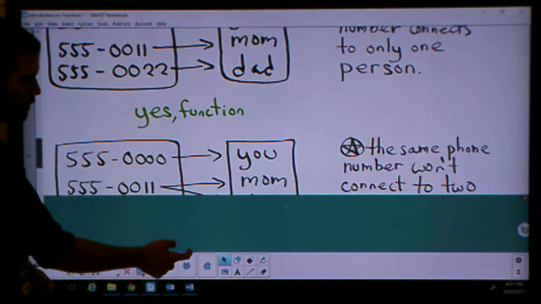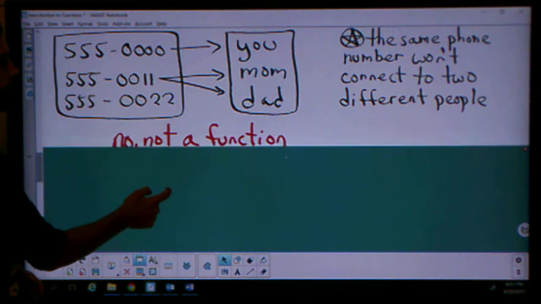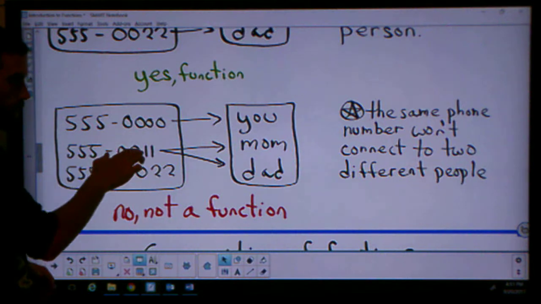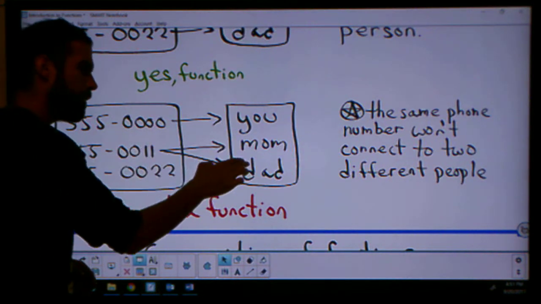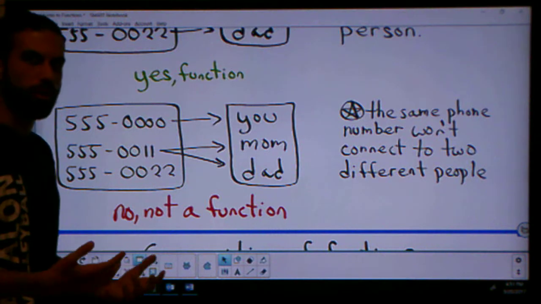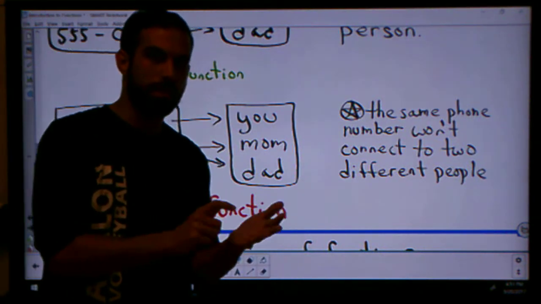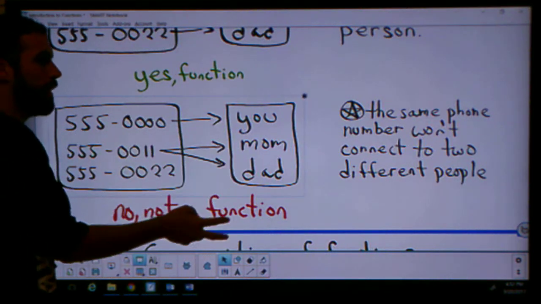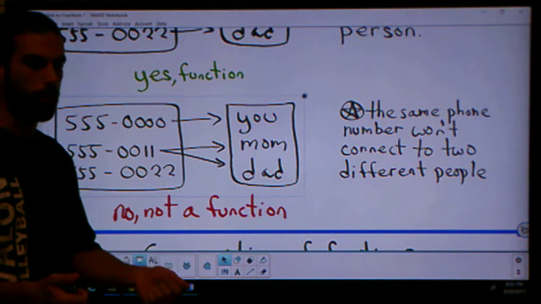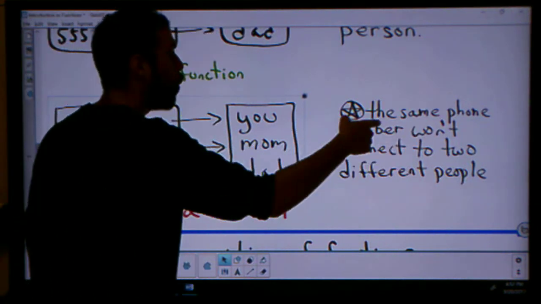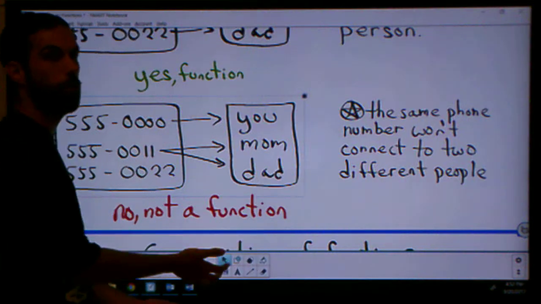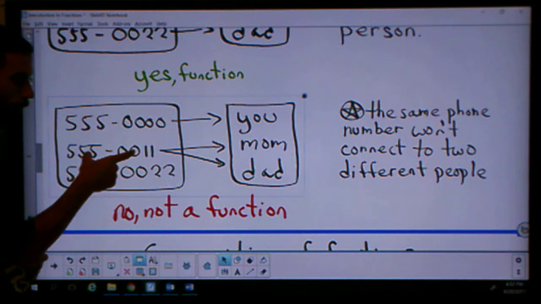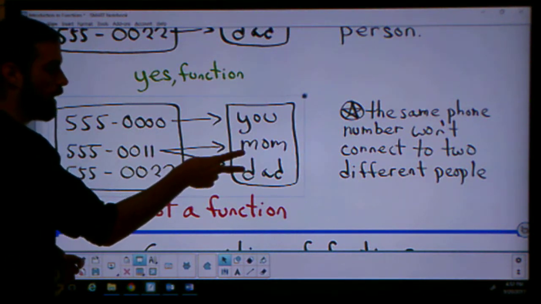But if you look at it from this perspective, if you had a phone number that was connecting you to two different people, well then that really wouldn't be very useful. Typically when you dial somebody's number, you're getting just that person. You're not possibly getting two different people. That's not a working phone. One phone number, one person. The same phone number won't connect to two different people. So this is showing you how it would not be a function. The same domain value is pointing to two different range values.